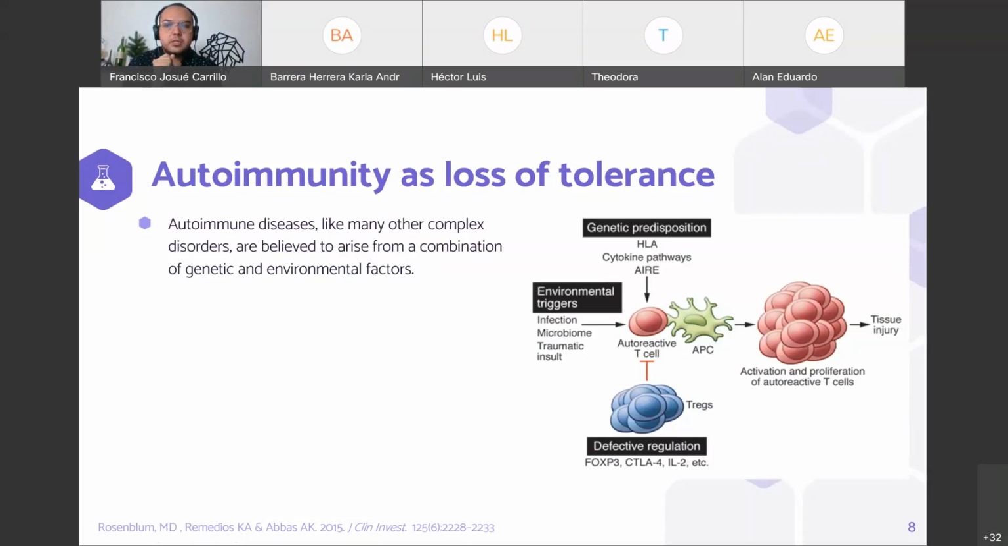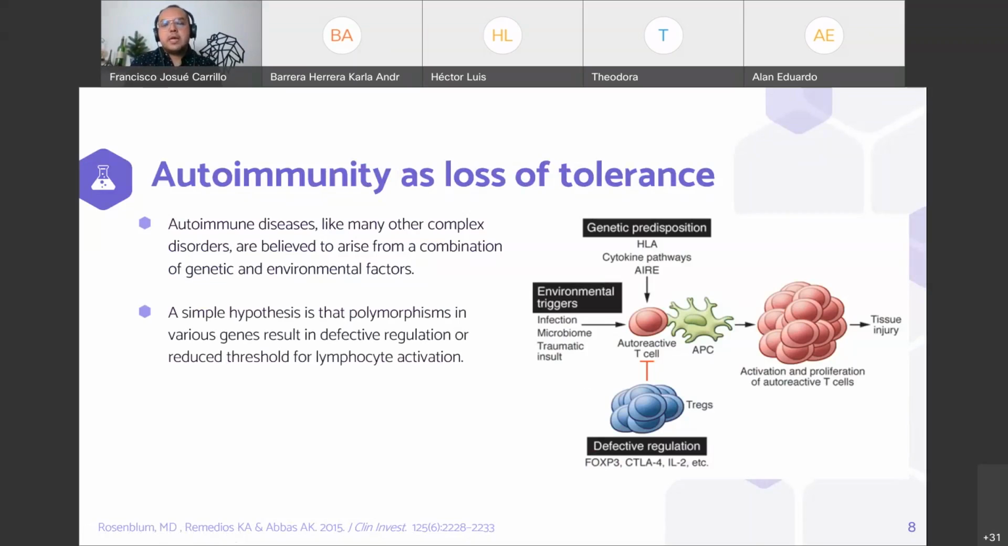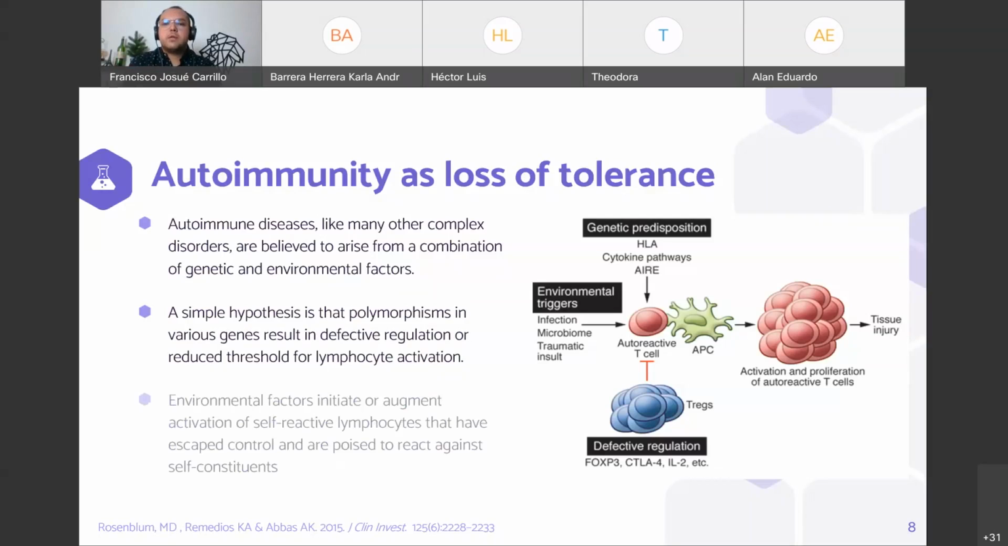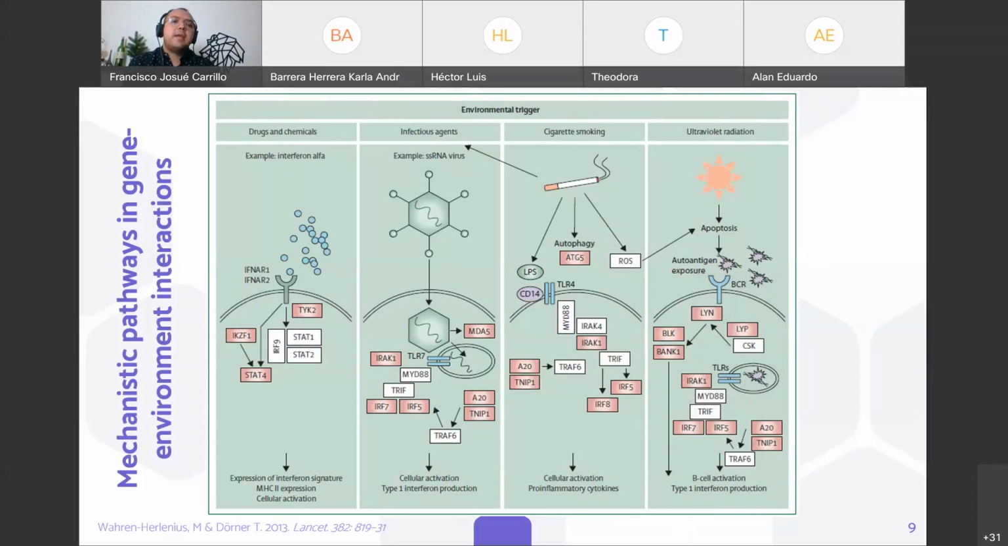which is also something very interesting to study. Or, for example, we have a defective regulation in the mechanisms of peripheral tolerance. One hypothesis is that polymorphisms in various genes may result in this defective regulation or a reduced threshold for lymphocyte activation. And as we are going to talk about in this slide, there are so many environmental factors that may contribute, and they are also studied.